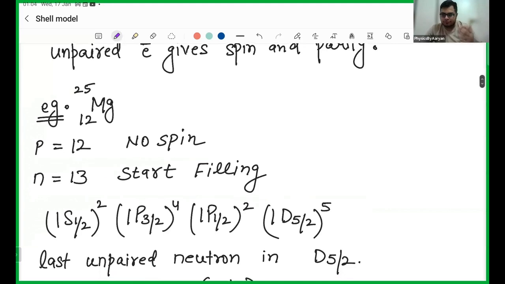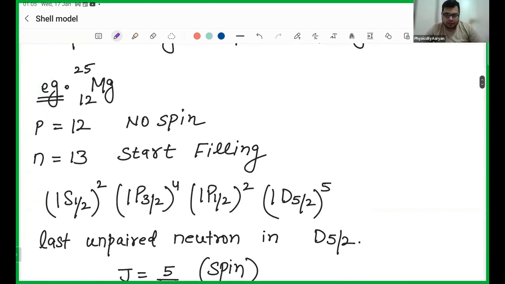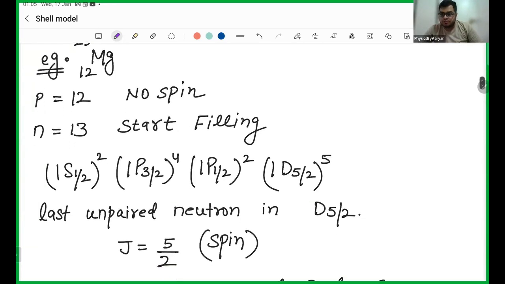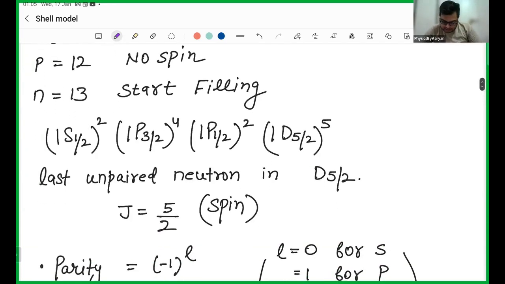Okay. Now let's start filling up. First of all, we will fill in 1s 1/2, so two neutrons I filled. Then comes p 3/2, so 4 I filled here. Then comes p 1/2, 2 I filled here. Now then comes d 5/2. I can fill 6 in this, but only 5 are left, because 2 plus 4 is 6, plus 2 is 8, so only 5 are left. So in this, 5 are filled. I can fill a maximum of 6, but only 5 are filled. So my last unpaired neutron is in d 5/2.